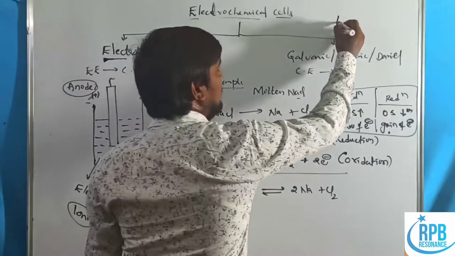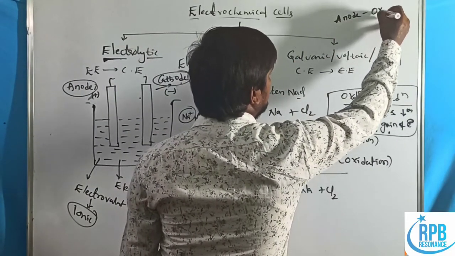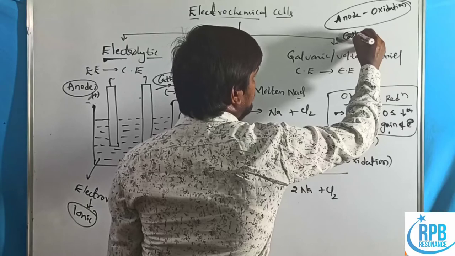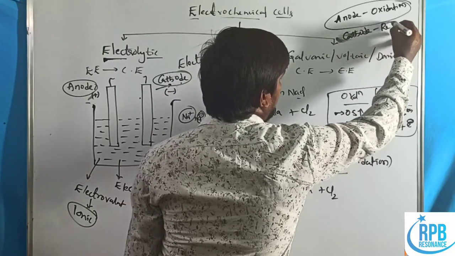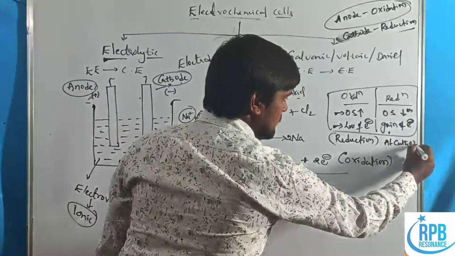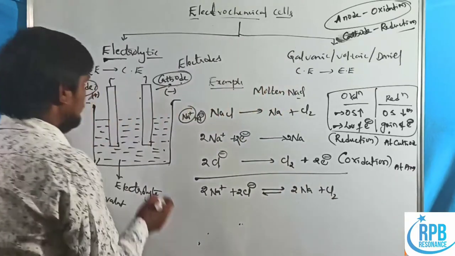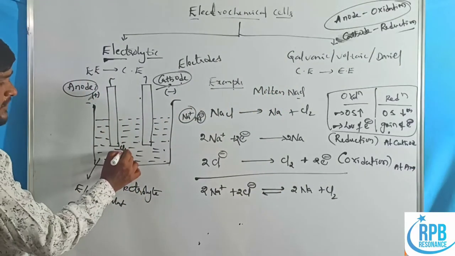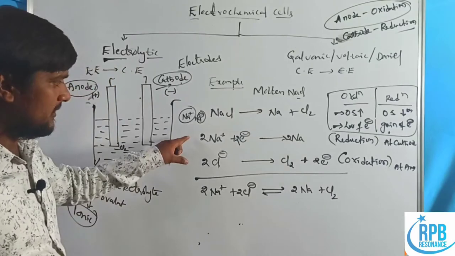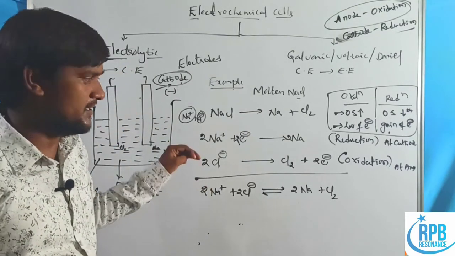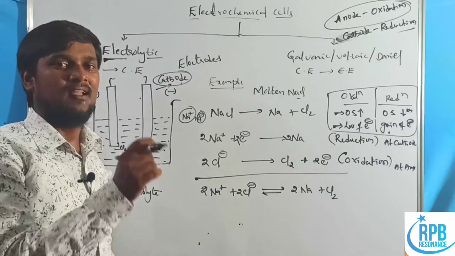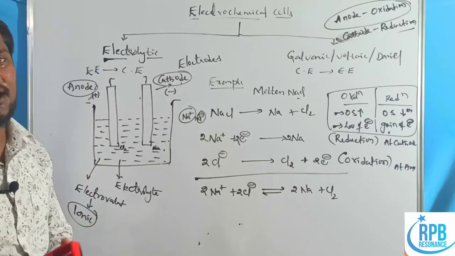Always reduction occurs at the cathode, oxidation always at the anode. So simply, anode oxidation, cathode reduction. Here it is the anode. At the anode, chlorine gas is liberated. At the cathode, sodium metal is deposited. So here are the half cell reactions: the half cell of reduction and the half cell of oxidation. Simply, it is called the reduction cell and oxidation cell, or left hand half cell and right hand half cell.